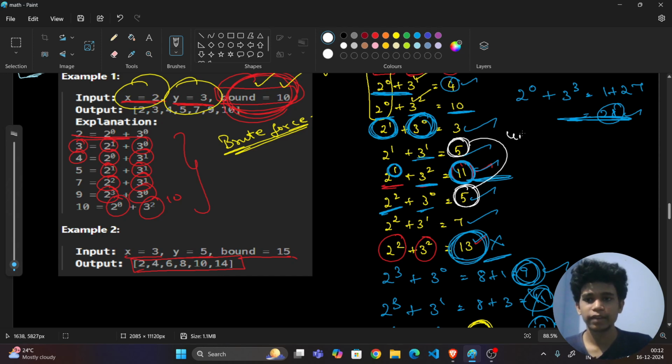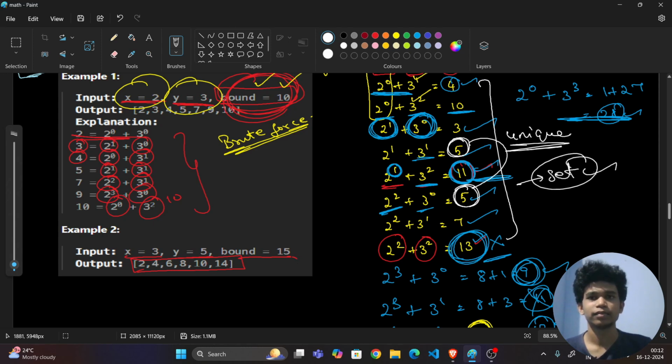Okay, but what have they asked us? Unique values. So to make them unique values, what can I do? I can push everything into a set data structure, right? So I will get the unique values. Then while returning I will make this an array or list, like that.